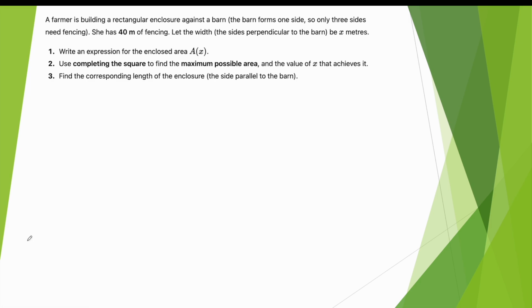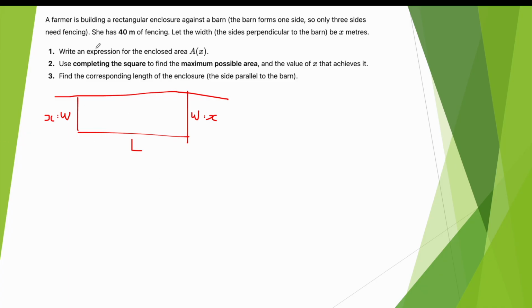First thing I'm going to do for this completing the square worded problem is draw a picture. So a farmer is building a rectangular enclosure against a barn. The barn forms one side. So let's draw the side of the barn and let's draw the rectangular enclosure. It says let the width, the sides perpendicular to the barn, so this is going to be the width, be x meters. And then obviously this is going to be the length.